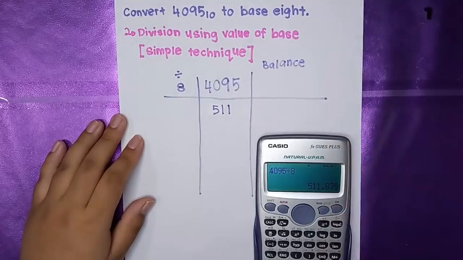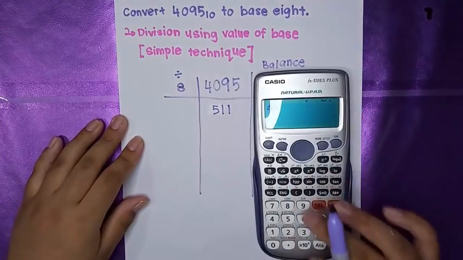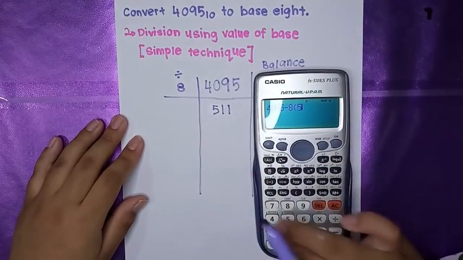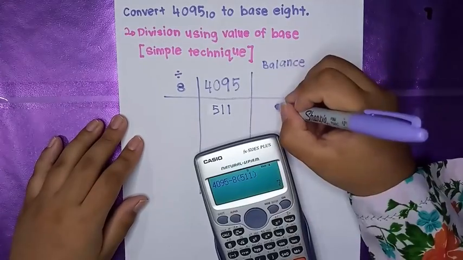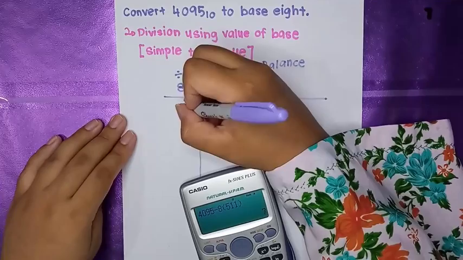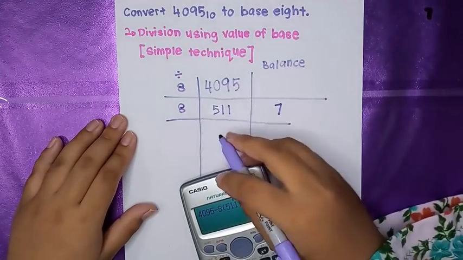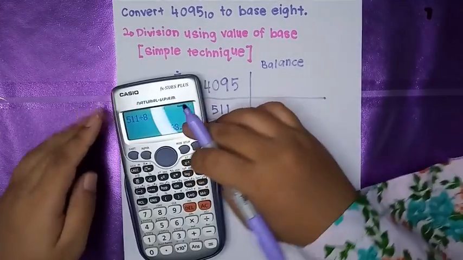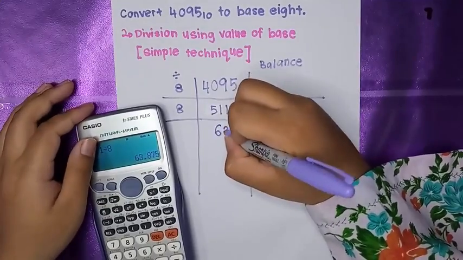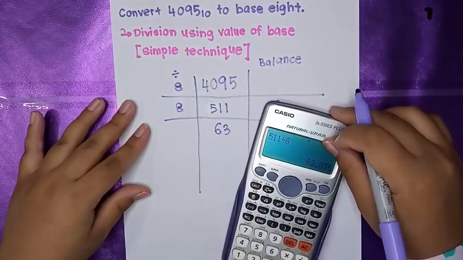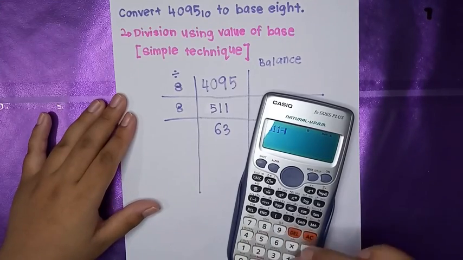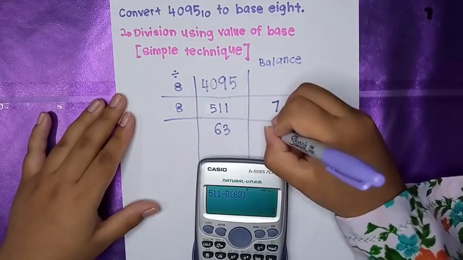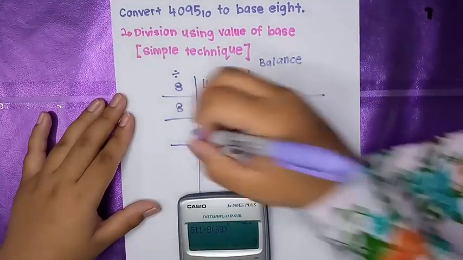And then for the balance, 4095 minus 8 times 511, which is 7. And then we divide again by 8. 511 divided by 8, we get 63. For the balance, 511 minus 8 times 63, and we get 7. We divide again by 8.